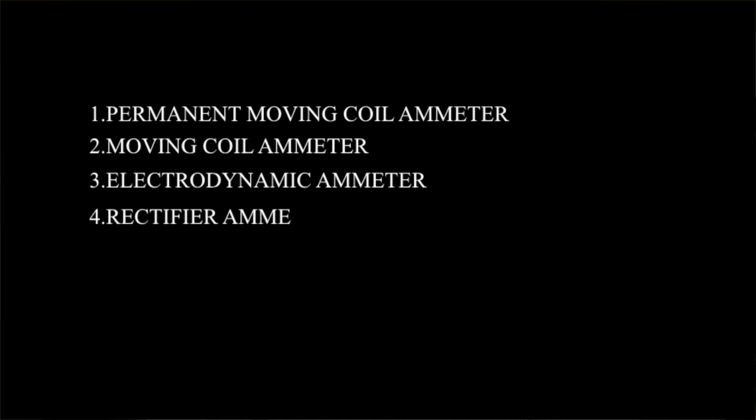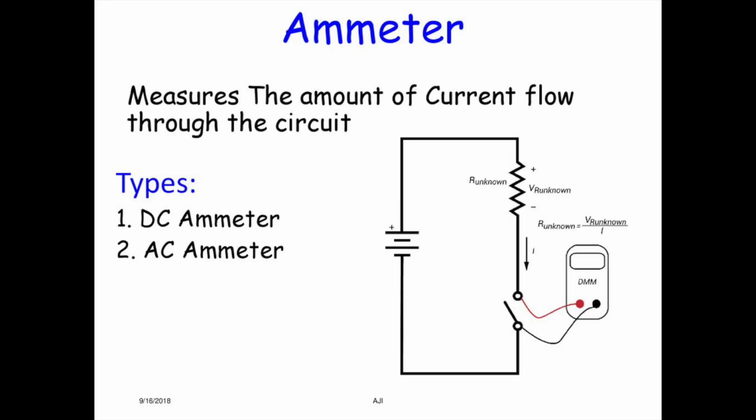Classification of ammeter depends on the design and type of current flowing through them, on which we divide ammeters into four types: permanent moving coil ammeter, moving coil ammeter, electrodynamometer ammeter and rectifier ammeter. On the basis of current, we classify ammeter into two types: AC ammeter and DC ammeter.